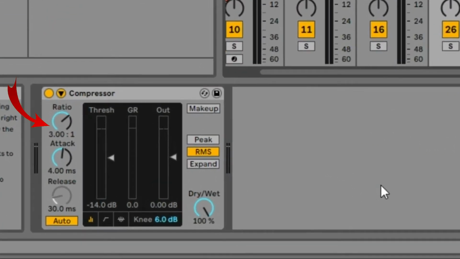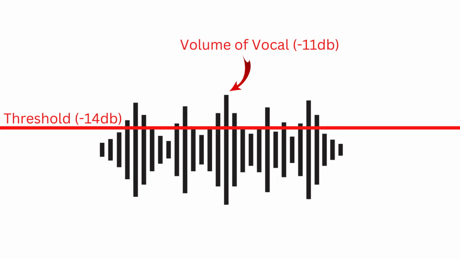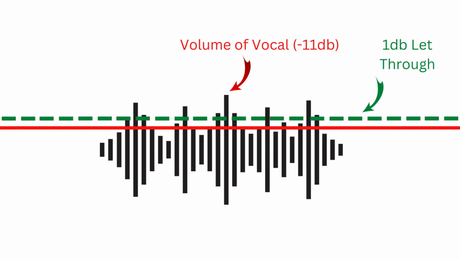Next we have the ratio, which determines how much compression is applied. If we use that vocal example again, playing at around minus 11 dB and a threshold of minus 14 dB, a ratio of 3 to 1 means that of the 3 dB above the threshold, only 1 dB of that will pass through, taking those unwanted peaks away.